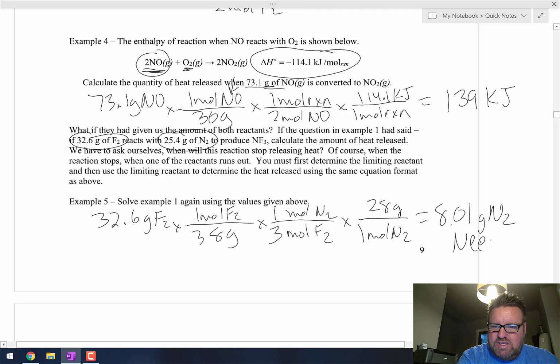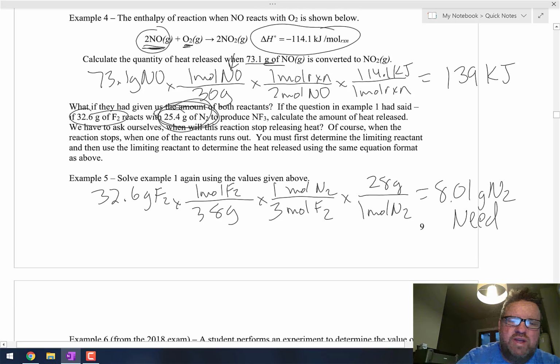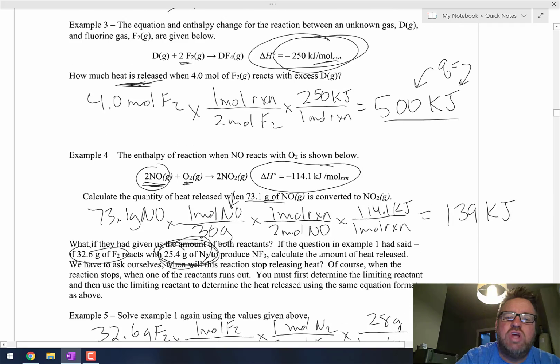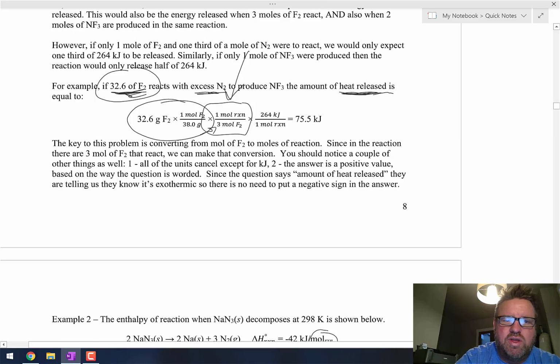So remember, that's how much N2 I need. This is how much N2 I have. I have plenty of N2. I'm not going to run out of N2. That means I am going to run out of F2. So that means that F2 is the limiting reactant. So to solve the problem, remember up here we started with our 32.